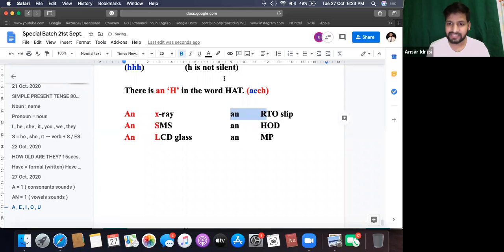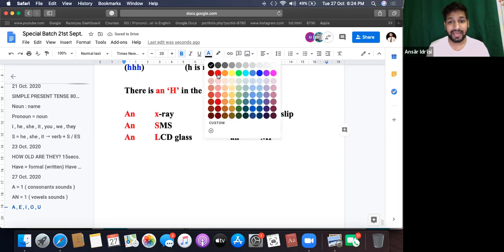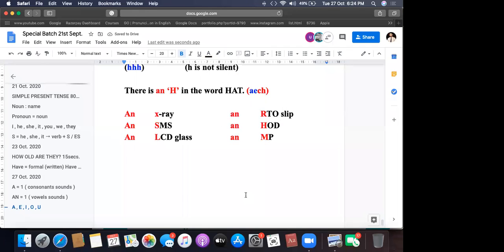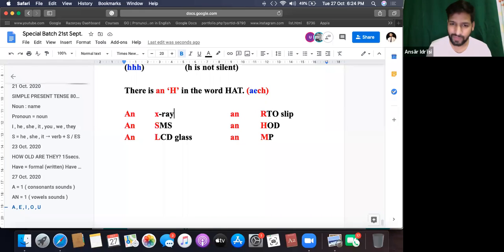R is a consonant, but still we are using "an". H is a consonant, but still we are using "an". M is a consonant and we are using "an". How and why? Because of the sound. Now listen to me carefully, my dear.